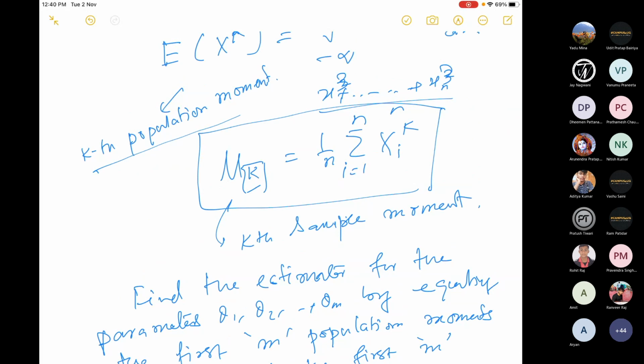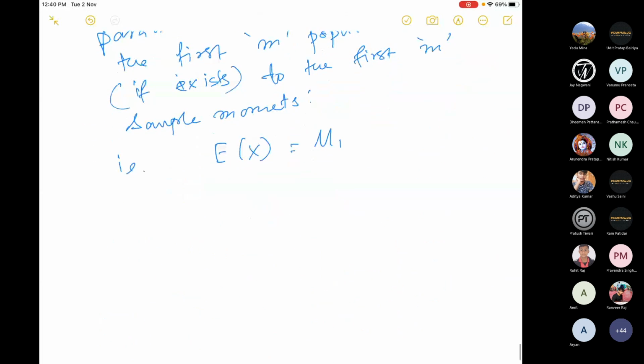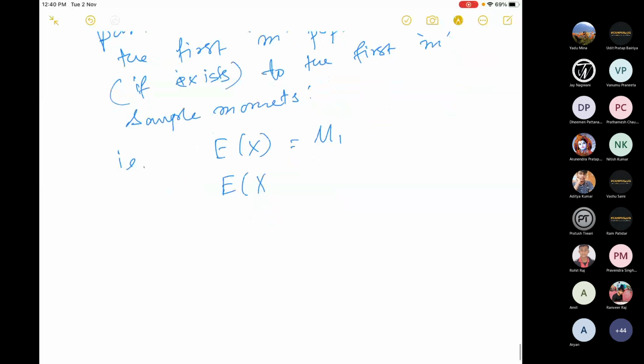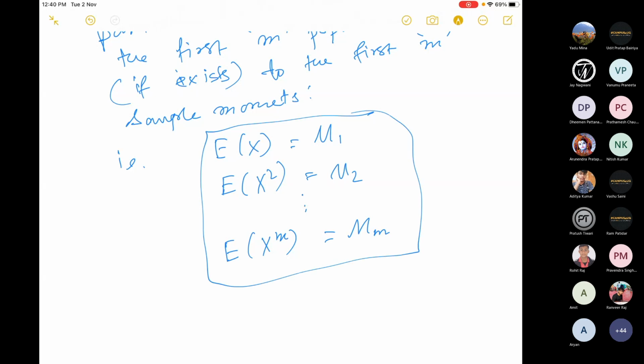This is a number, a scalar, based on small x1, small x2, small xn. Then I can say E x square is equal to m2. I'll keep on doing this up to m-th, because I want to have m equations to solve since I have m parameters to solve. So I want to solve this system. This method is known as the moment method, and this is one of the classical methods for estimating the parameters.